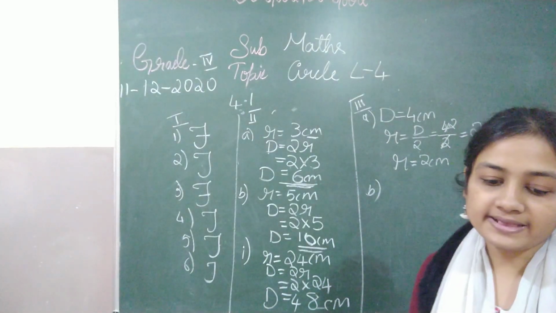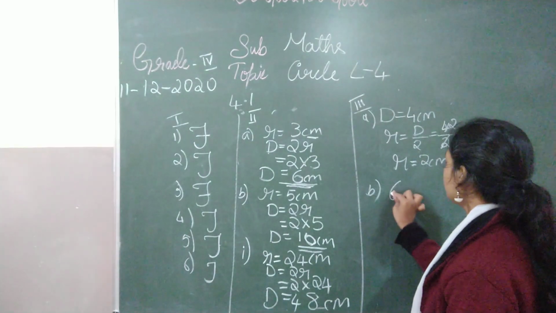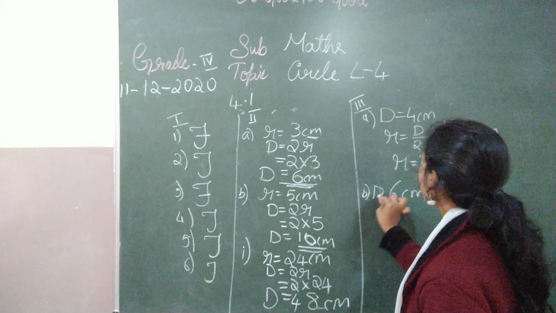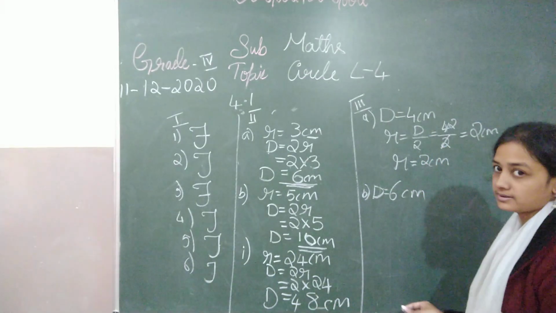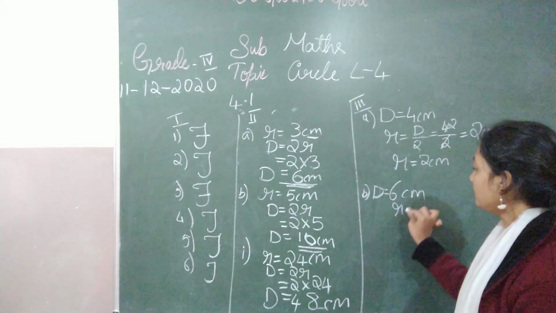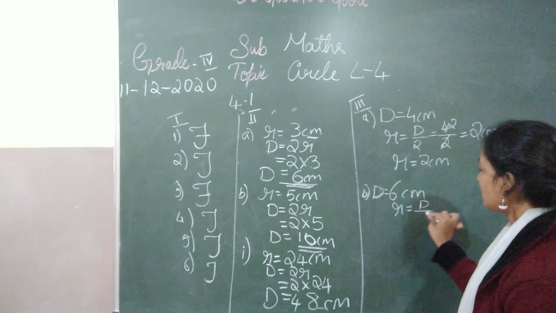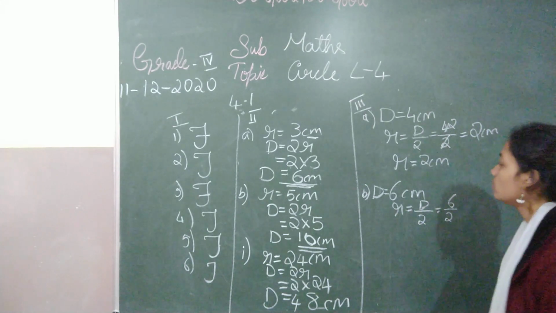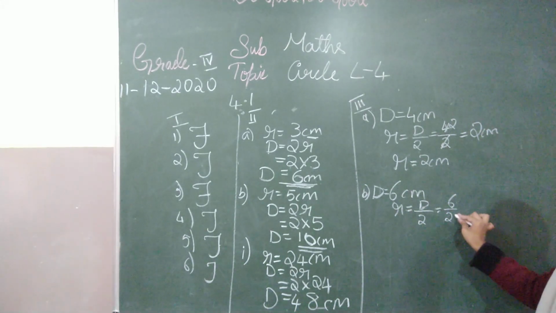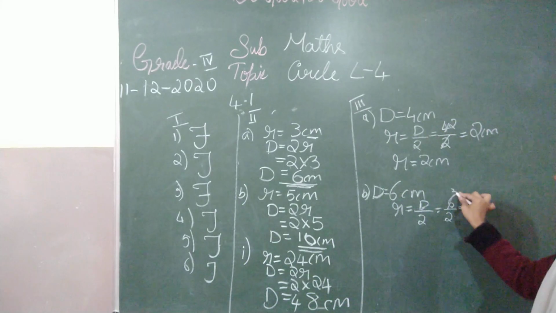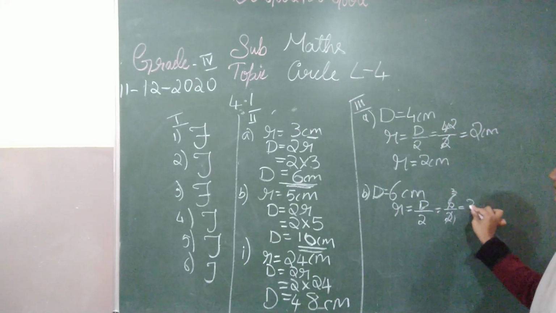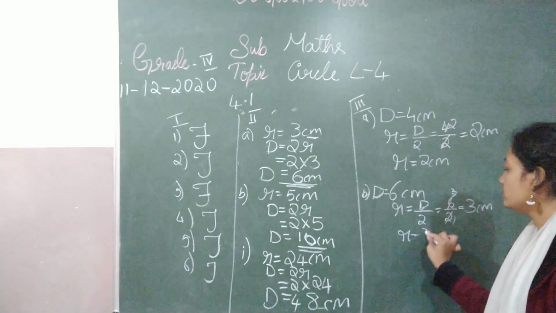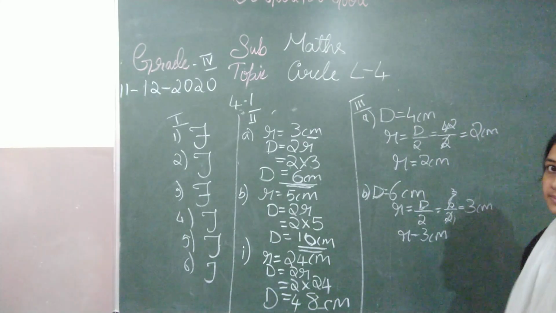Now let's go for the next one. B1. You have 6 centimeters. That is, diameter is equal to 6 centimeters. So write the formula. R is equal to D divided by 2, which is equal to 6 by 2. When you divide 6 by 2, the answer you get is 3 centimeter. So my answer is R is equal to 3 centimeter.